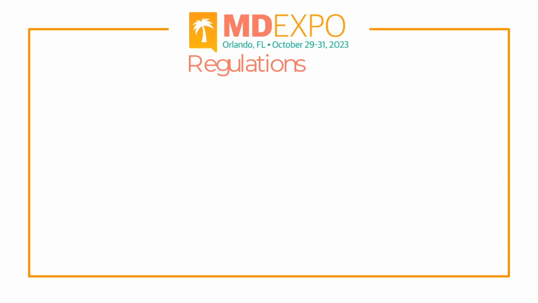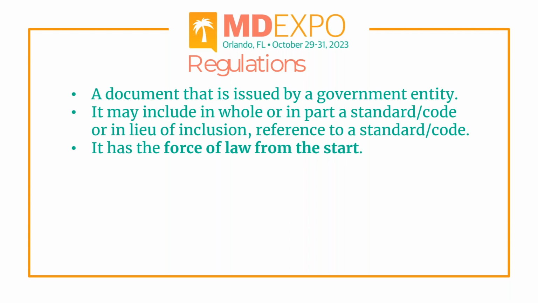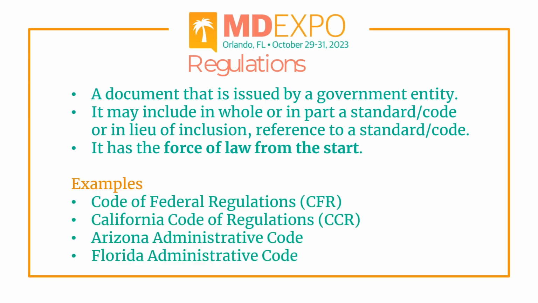All right, so now the next one, that's relatively easy, the regulations, the government agencies, any document that's issued by a government entity. And the way they do it, as I gave you the example of the Arizona code, they use the word code, as I said, they use the word interchangeably. They would include whole or part of the standard or use a reference to that standard and code. And the key thing is, when a regulation is passed by a state, it has the force of law from the start. They are the authority having jurisdiction.